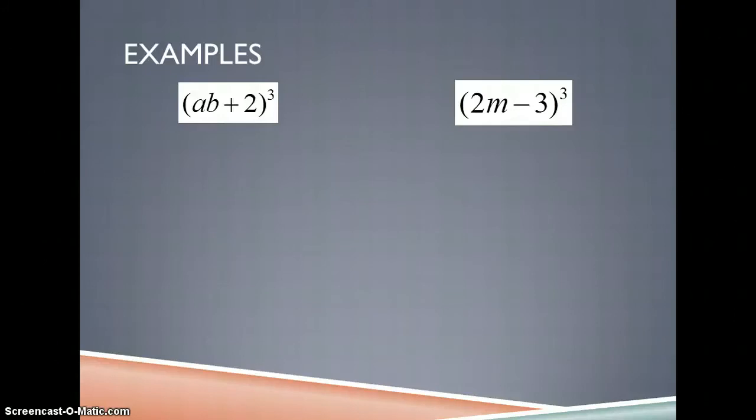We're going to go ahead with this difference as well. Here, it'll be A cubed minus 3A squared B plus 3AB squared minus B cubed. That's our basic formula here. And here, this is A, and this is B. So A is 2M, and B is minus 3. So we'll have 2M cubed minus 3 times 2M squared times negative 3 plus 3 times 2M times negative 3 squared. Then this will be minus 3 cubed.